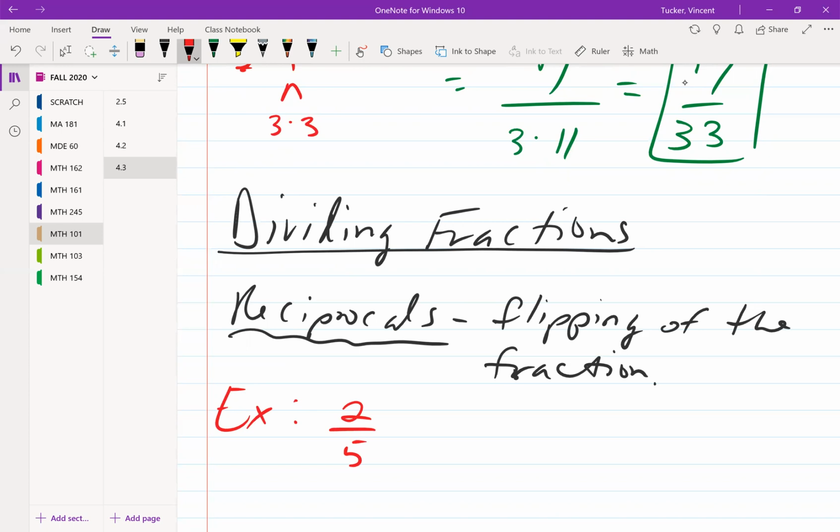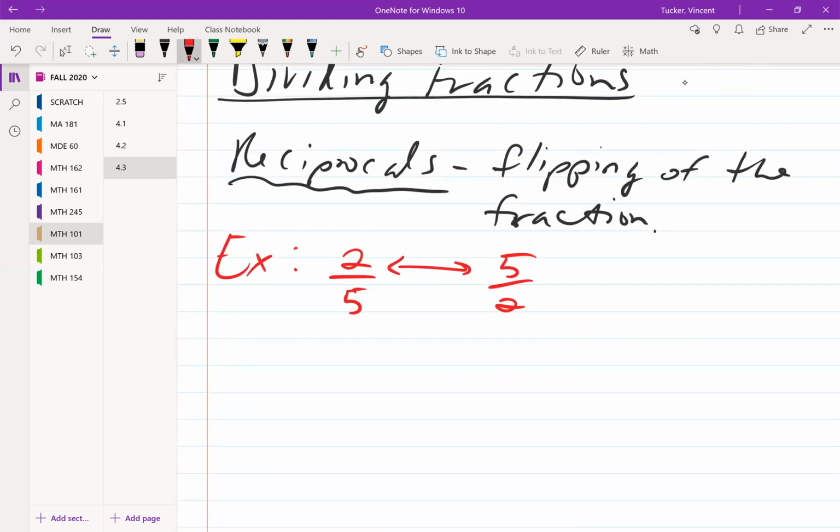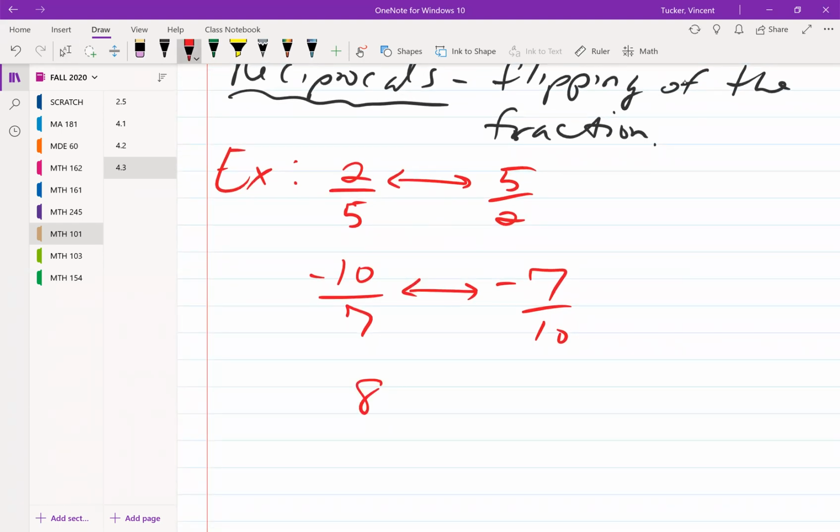So if I have 2/5, the reciprocal of 2/5 is 5/2, so 5 over 2. If I have negative 10 over 7, the reciprocal of that would be negative 7 over 10. If I have 8, that reciprocal would be 1 over 8. And that's because any number by itself is that number over 1.